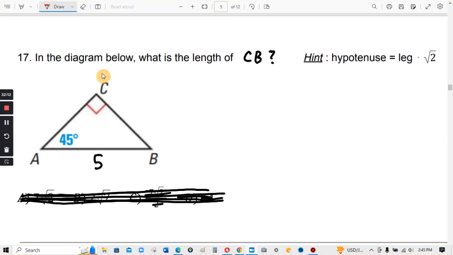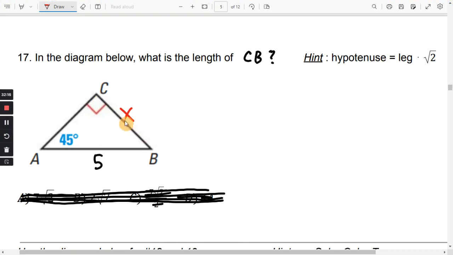In the diagram, what is the length of CB? That's this one right here. I'll just call it X. Once again, hypotenuse is leg times radical 2. We have 90, 45, and this has to be 45. Always across from the right angle, that's your hypotenuse. And for 45 and 45, we don't have short and long, so they're just both legs.